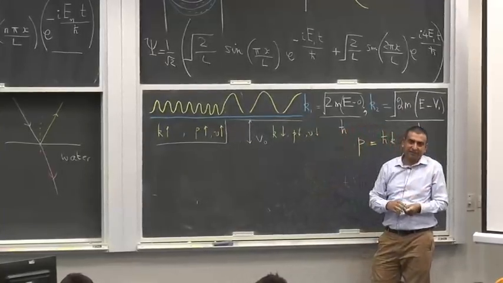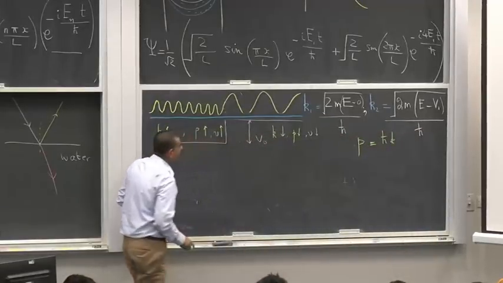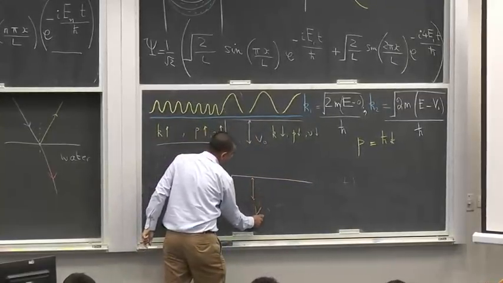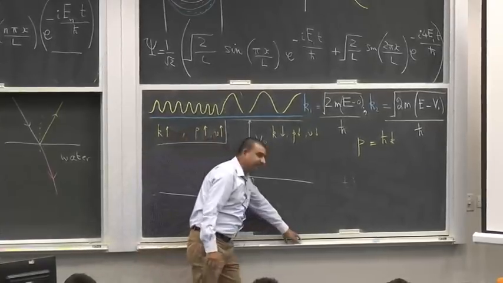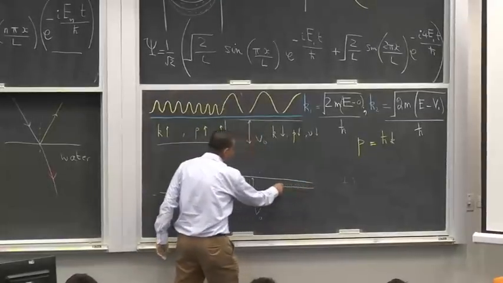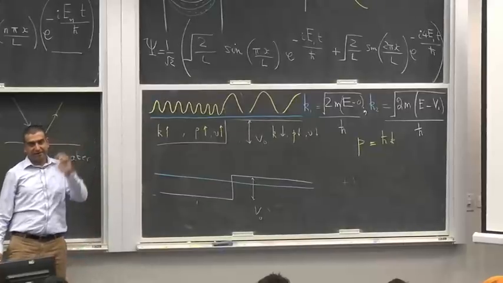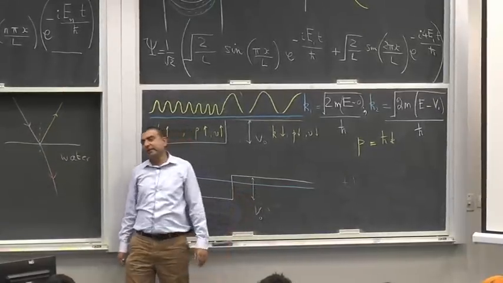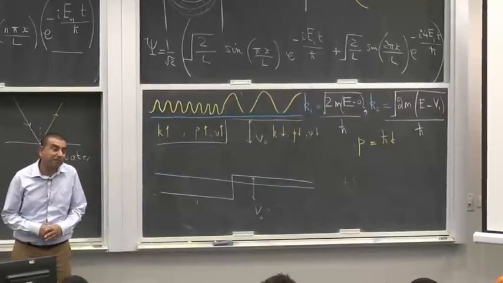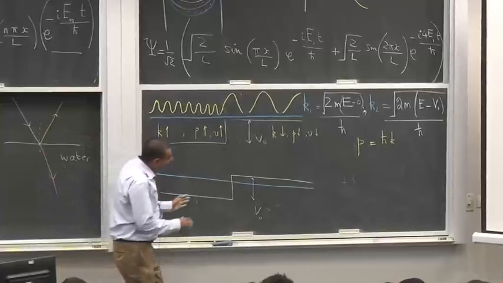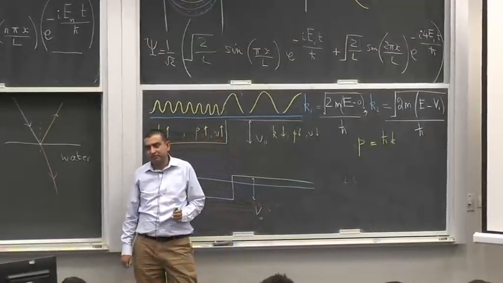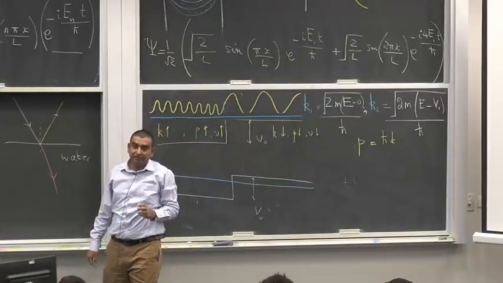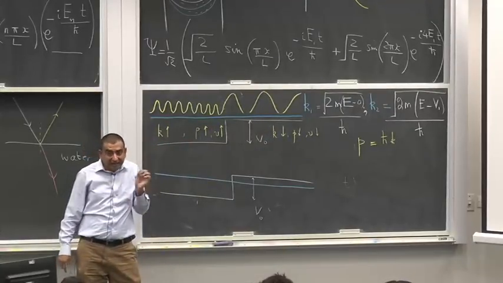Now the really counterintuitive thing happens here. If this is my obstacle, and the obstacle is large enough that the energy of the particle falls short of the obstacle height, then classically the particle cannot enter this region. All of it has to be reflected. But quantum mechanically, that's not the case. Some of the particle can actually go into this classically forbidden region, because this is not an infinite wall. If it were an infinite wall, all of it would be reflected. But this is a finite barrier.